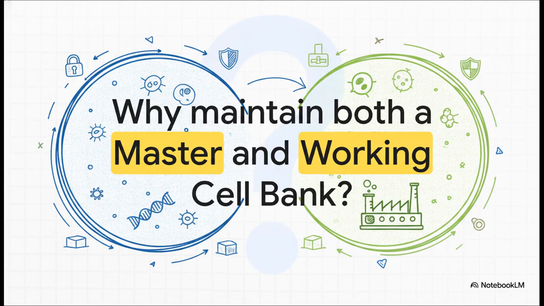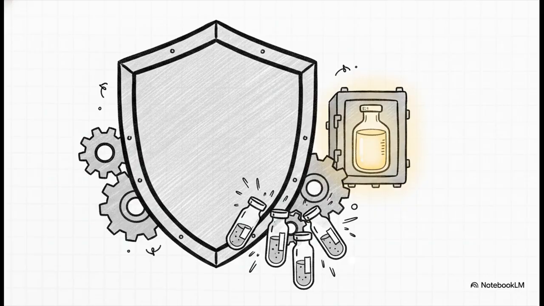Why go through all the trouble and expense of maintaining this dual bank structure? Exactly. Using the working cell bank for routine production protects the limited, irreplaceable master cell bank from being depleted. If you exhaust or, heaven forbid, contaminate your master cell bank, you basically lose your entire foundational product engine. It's gone. By using the working cell bank for the daily grind, the master cell bank stays safe, pristine, and ready to generate a brand new working cell bank whenever the old one runs out.